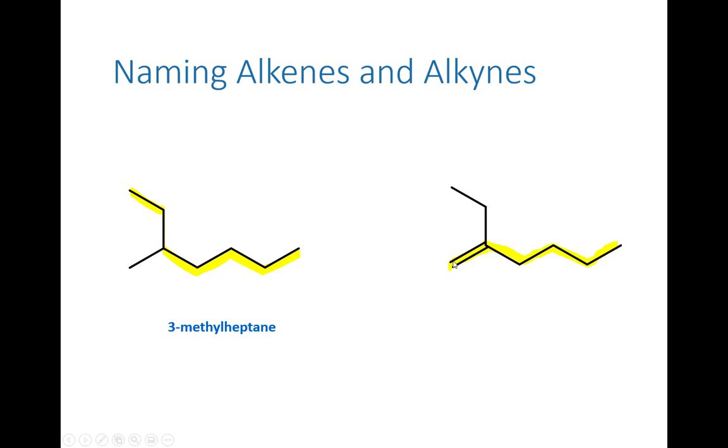Since it's an alkene, we change it to hexene. We're going to number so that this gets the lowest possible number. So carbon number 1. So it's 1-hexene. But we have to name the substituent here. And the substituent is 2 carbons. That's called an ethyl group. So it's going to be 2-ethyl-1-hexene.